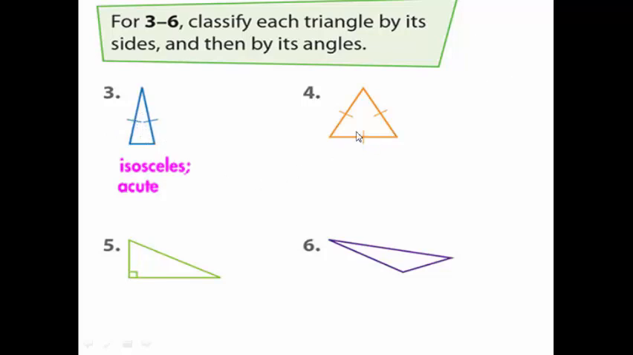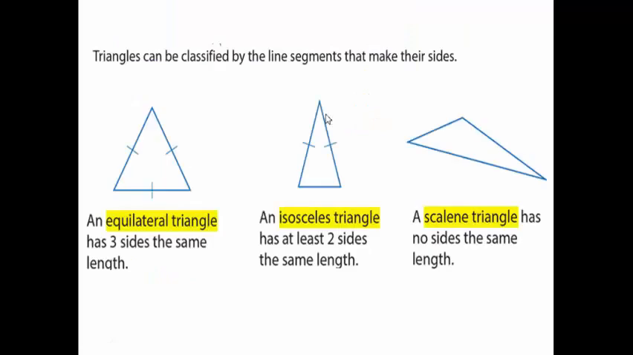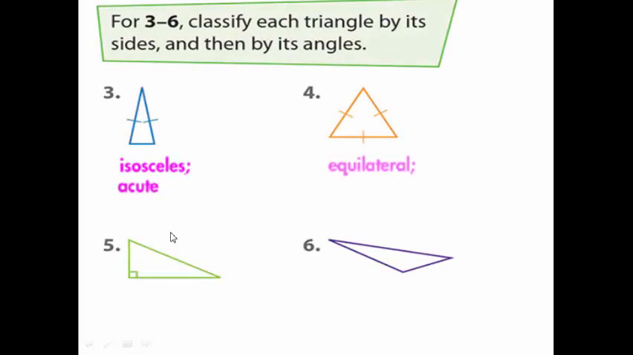Let's, for more practice, go on. Here I have three equal sides. If you have three equal sides, what do you call it? Equilateral. And we have three acute angles again. We'll call it equilateral and acute.